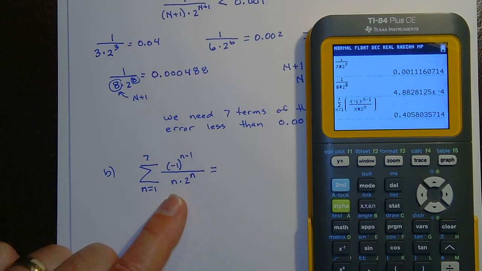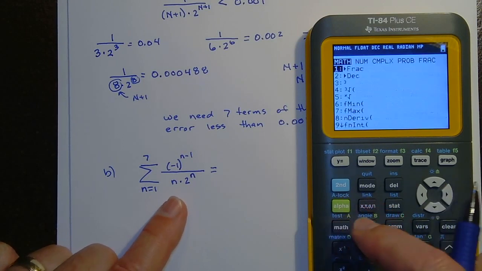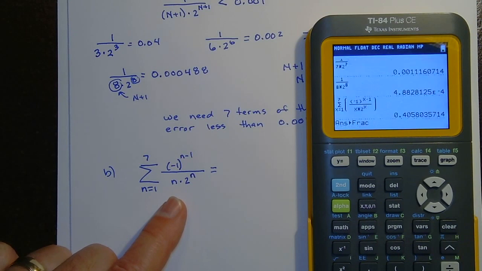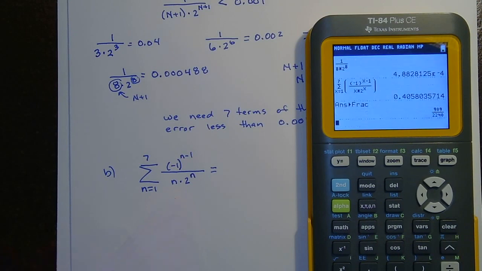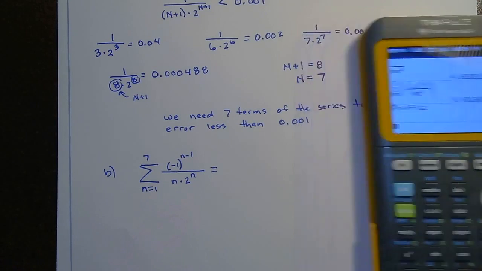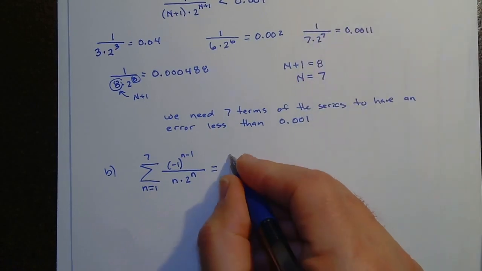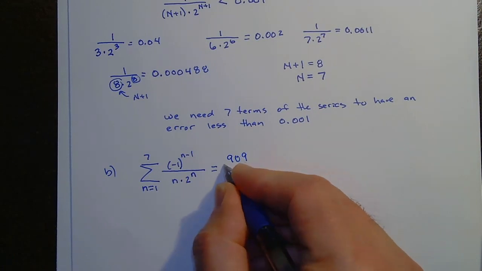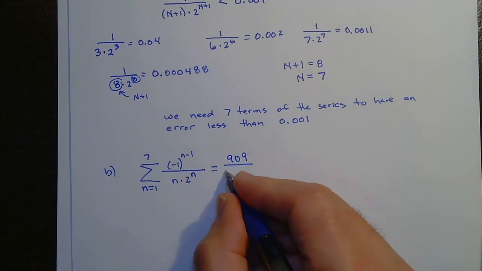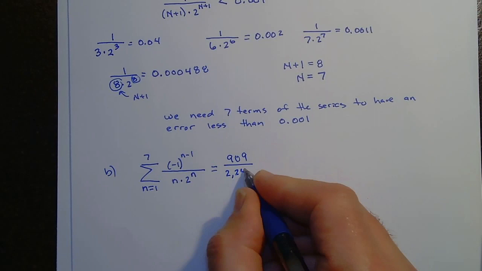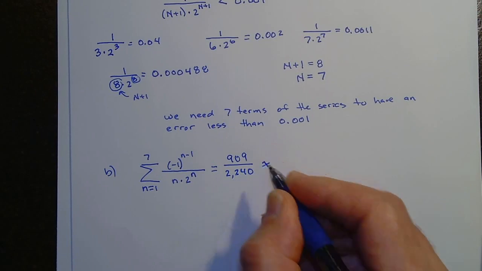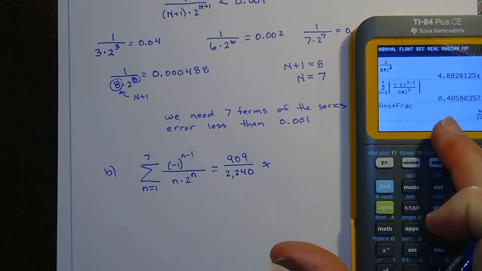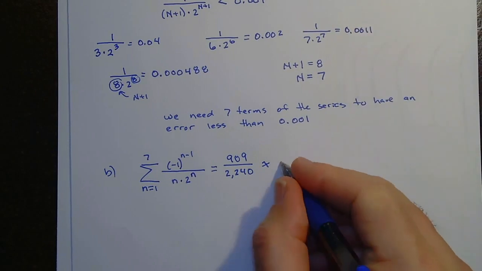We get this number, right? But we're probably going to be able to get this into a fraction. So I'm going to press math and then number 1 to change to a fraction. And we are. So 909 over 2,240. And 2,240, which is about 0.406.